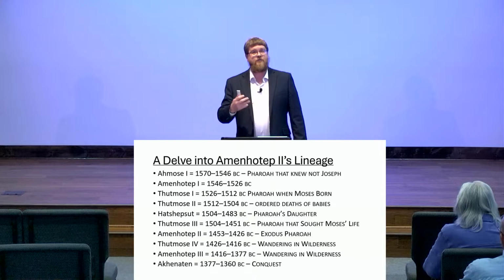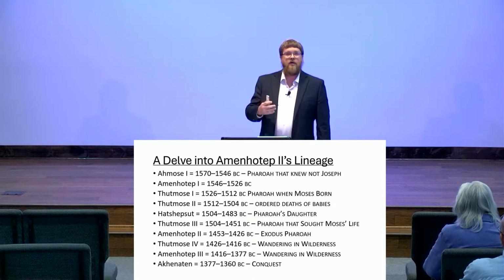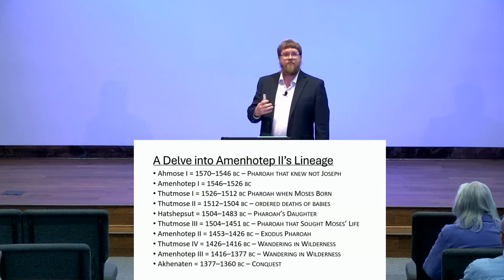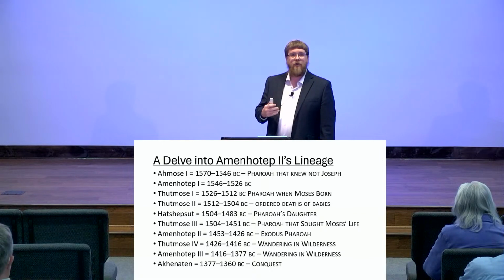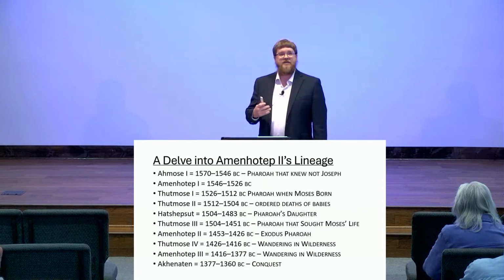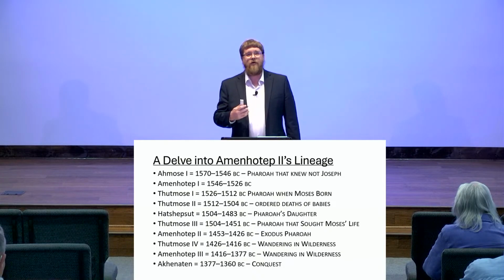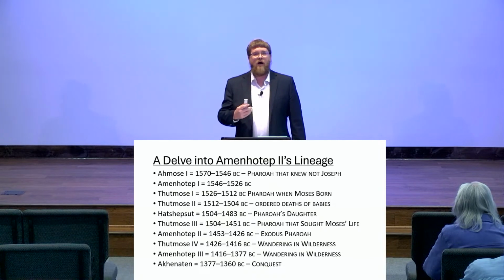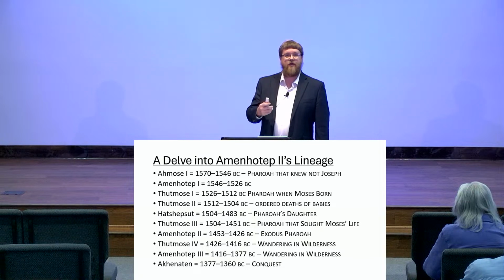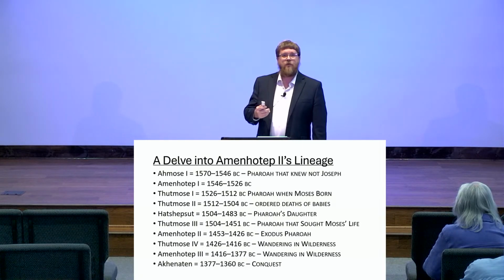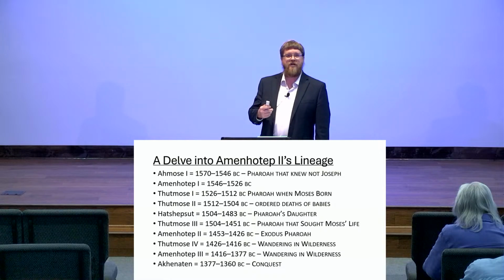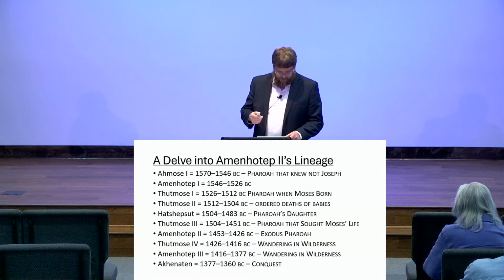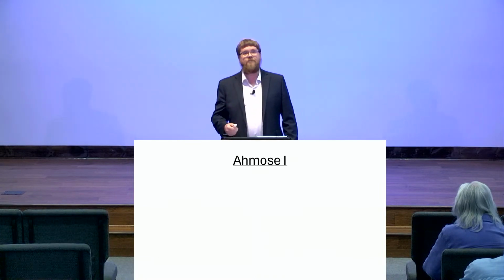Amenhotep I really doesn't relate, but I wanted to keep him in just to show you the lineage. Thutmose I would have been the pharaoh when Moses was born. Thutmose II would have ordered the deaths of babies. Hatshepsut would have been Pharaoh's daughter. Thutmose III is the pharaoh that sought Moses' life. Amenhotep II is the Exodus pharaoh. Thutmose IV, wandering in the wilderness, which continued through Amenhotep III. And then we see the conquest in Akhenaten's time.